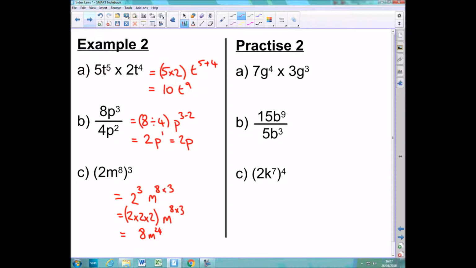Okay, so again, pause the video, have a go at these over the other side. Just remember to times the numbers, divide the numbers, or power the numbers normally, and then use your index rules to deal with the pieces of algebra.